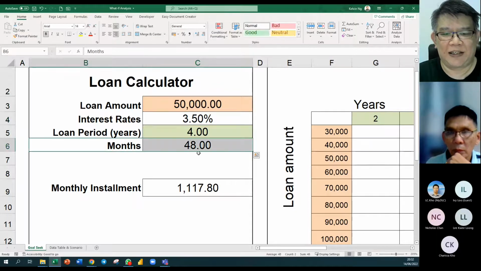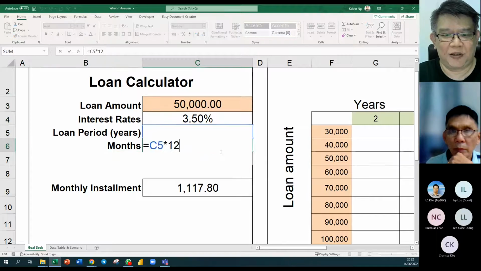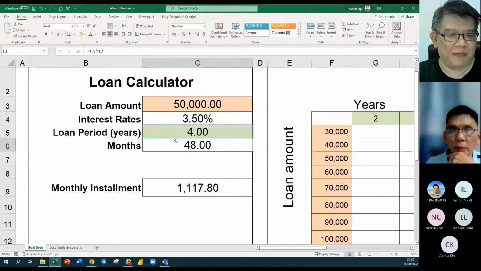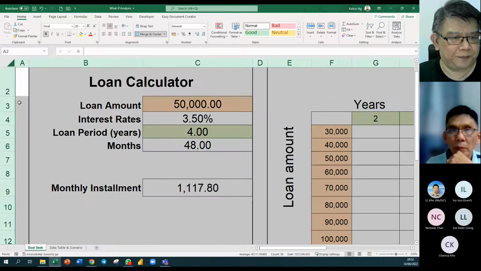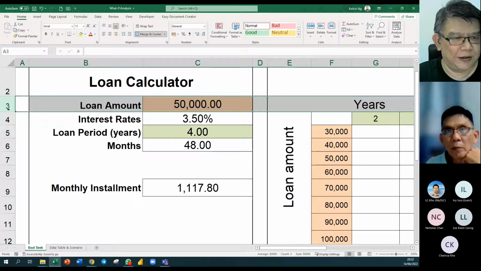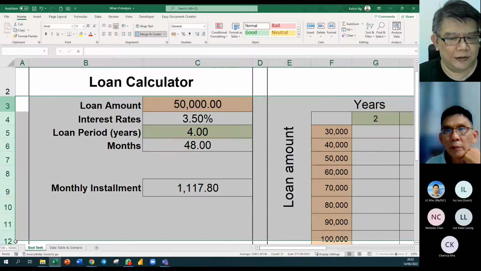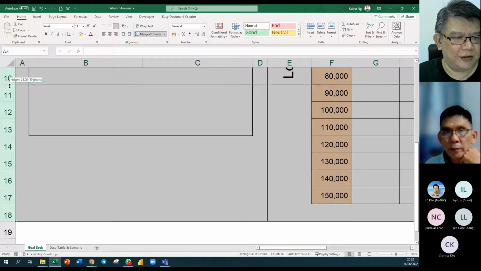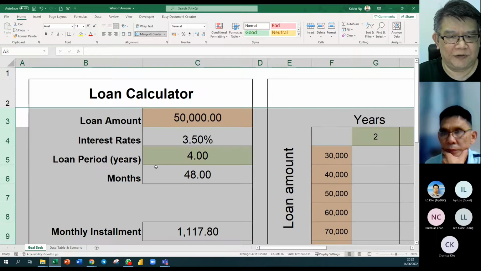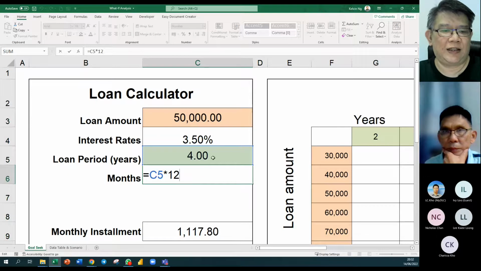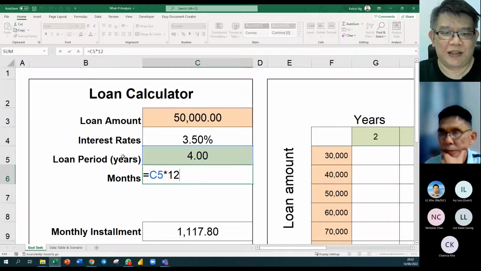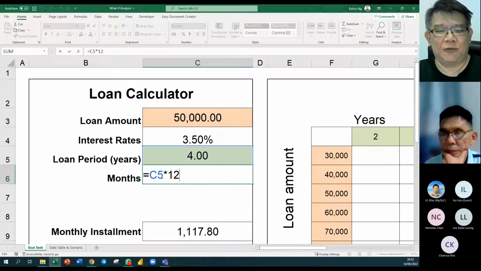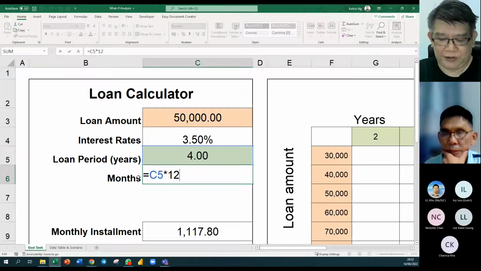This one is an additional line that I put in here. Let me make all of them a bit wider so that you can see the formula. This one is actually 4 years, the loan period, which is the number of years. You multiply by 12, so from there I can get the number of months.